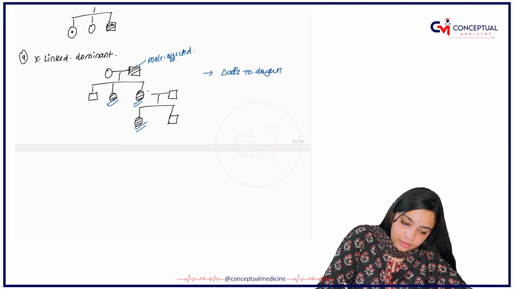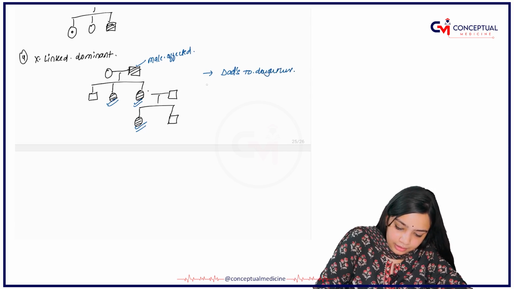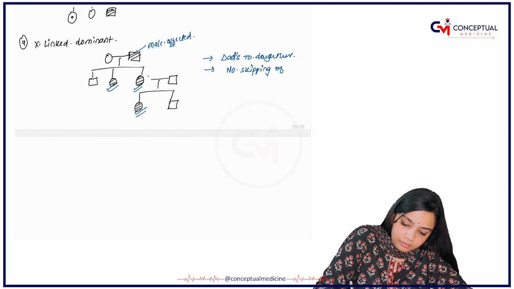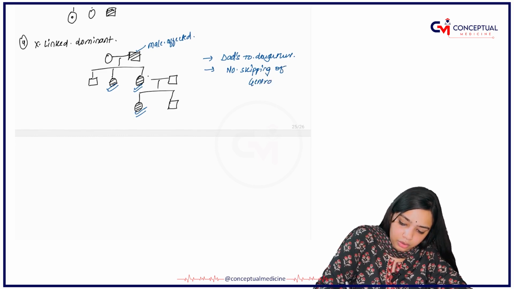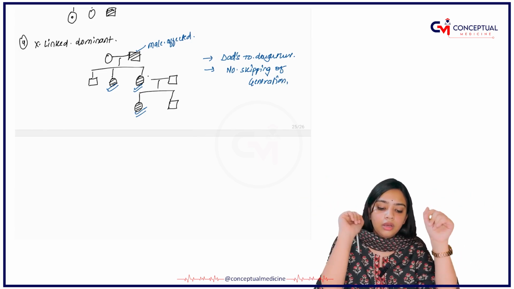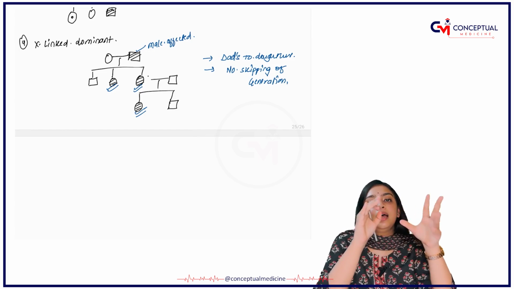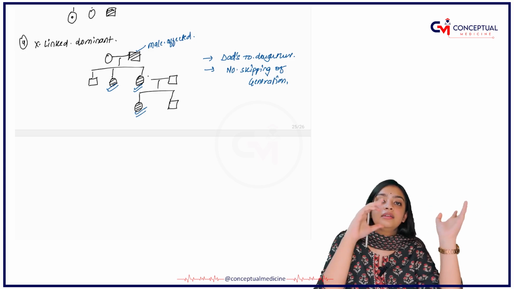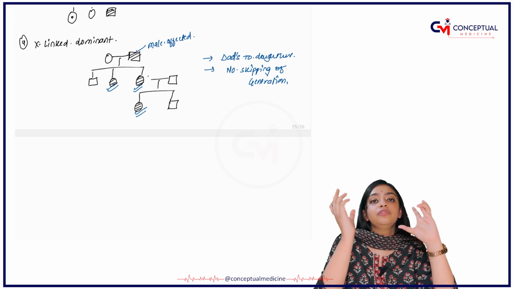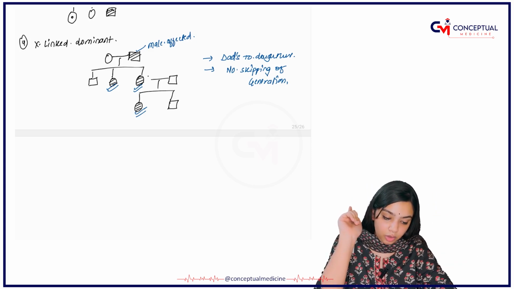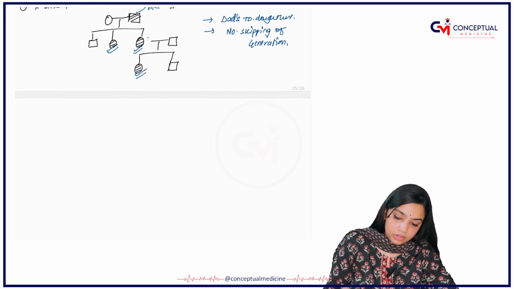And there is no skipping of generation. Although it's not that important to know whether there is a skipping of generation or not, this thing you need to keep in mind, that if the disease is starting from the male and proceeding further to the females, which makes them affected, then this is a case of an X-linked dominant disorder.